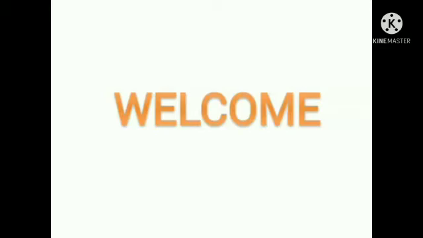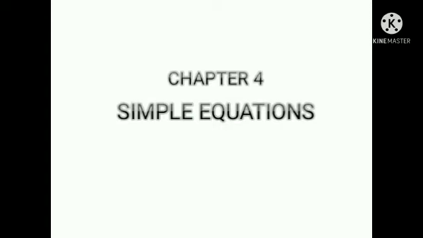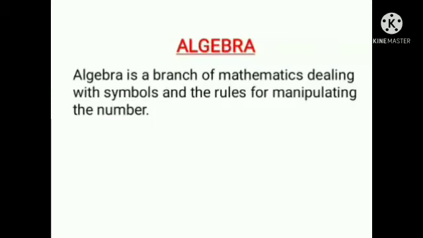Our second chapter is over now. So now we move to the fourth chapter, simple equations. Here we are going to enter a new branch of mathematics called algebra. We have already learned about algebra in our previous class. So what is algebra? Algebra is a branch of mathematics dealing with symbols and the rules for manipulating the numbers. Simply, we can say algebra is a study of numbers along with alphabets. So, now we move to our chapter.